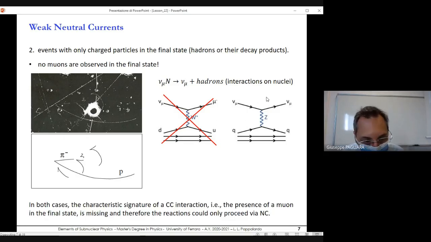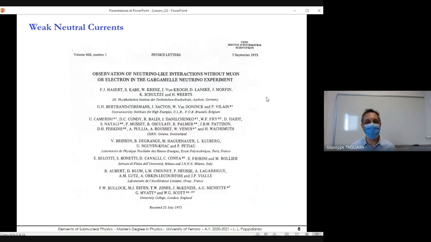So let me remind once more that in both cases, the characteristic signature of charged current interaction, so the presence of a muon in the final state, is not observed. And therefore, these kind of events could only be understood if the process were regulated by weak neutral current. And this was indeed the experimental proof of the existence of neutral currents, and this was published in this paper in September 1973: "Observation of neutrino-like interactions without muon or electron in the Gargamel neutrino experiment." Extremely famous paper.